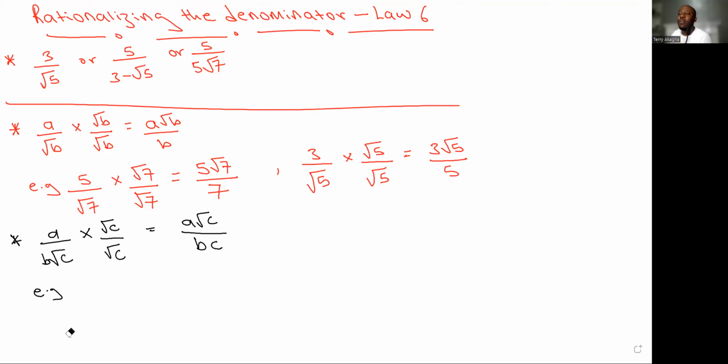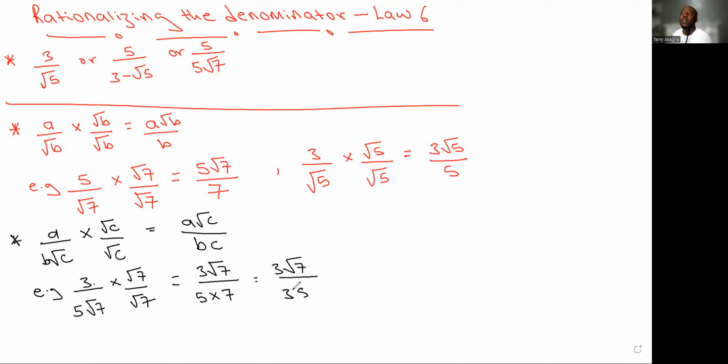So for example, let's clean this. If we have 3 divided by 5 root 7, okay? We multiply top and bottom by root 7 over root 7. It now gives us 3 times root 7, which is 3 root 7. Then 5 times root 7 times root 7 gives you 5 times 7. So it's going to give us 3 root 7 divided by what? 35. Okay?